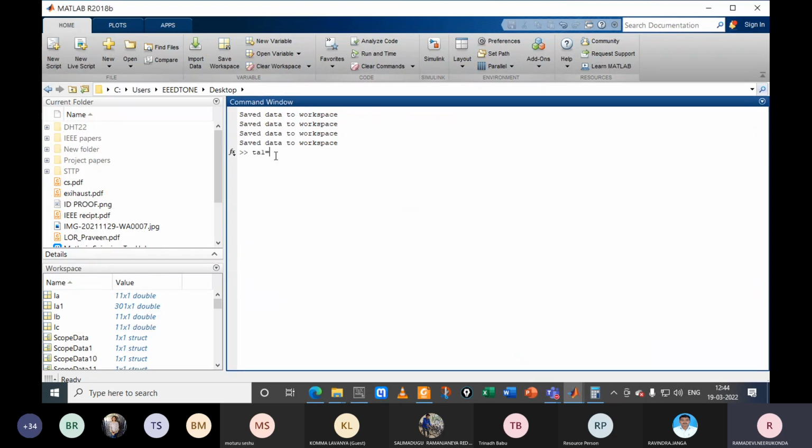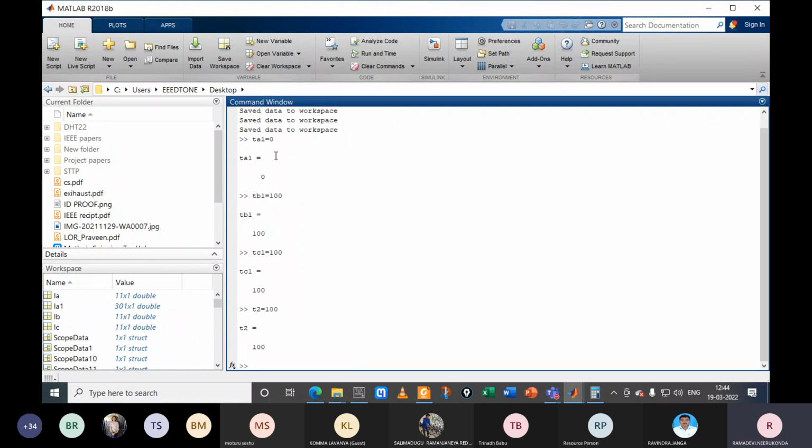Let us say TA1 is 0 degrees and TB1 is 100. That means I'm not creating any interturn fault in B phase. Similarly, TC1 is 100, TA2 equal to 100 and then TB2 equal to 100 and TC2 equal to 100. Because I am giving a large value for not taking any switching instant for those circuits.